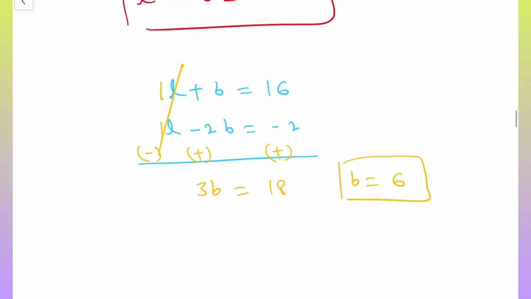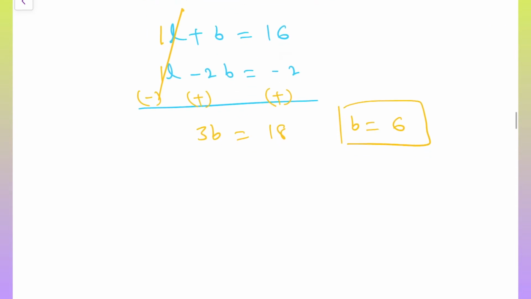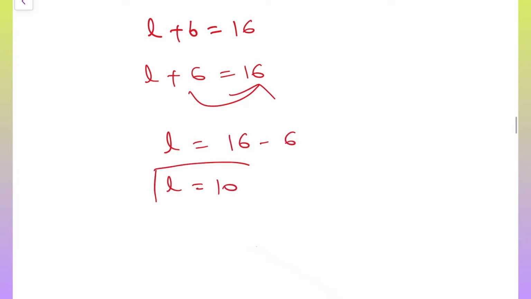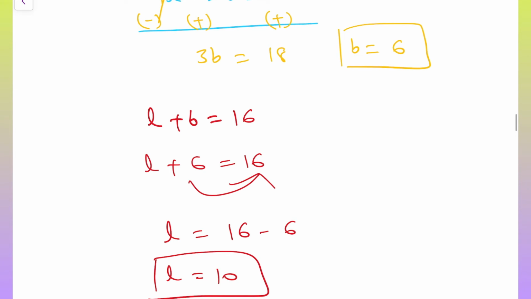Next, coming to the length, we need to substitute this value in any one of the equations, right? So I'm taking the first equation, L plus B equals 16. Length we don't know, plus breadth we got as 6 equals 16. If we take plus 6 to the other side, then length is equal to 16 minus 6, so the length is 10 meters. So finally for the rectangle, the length is 10 meters and the breadth is 6 meters.